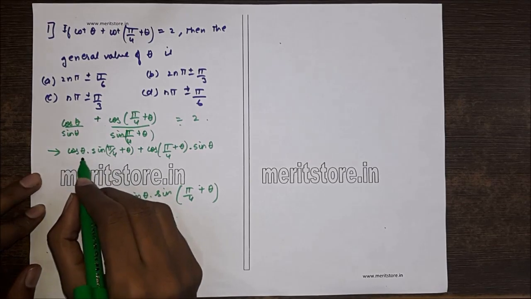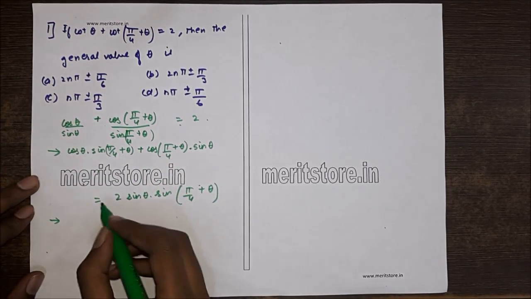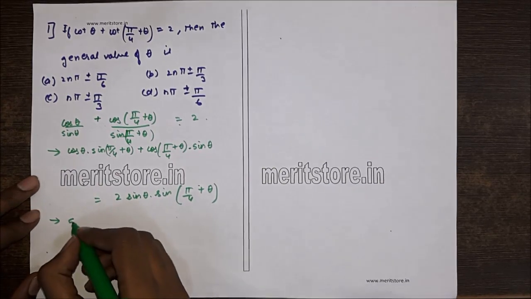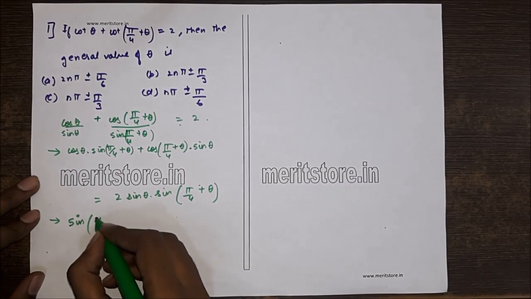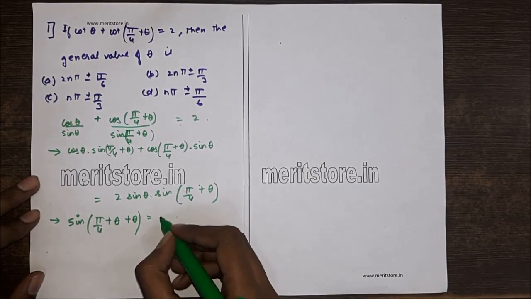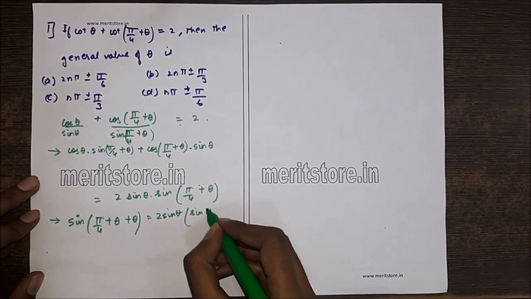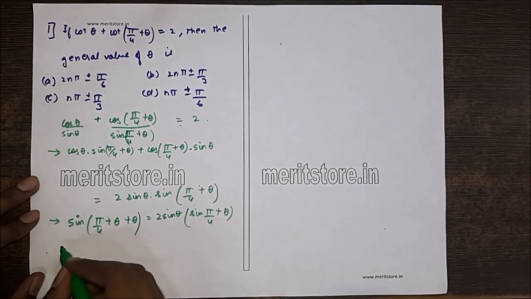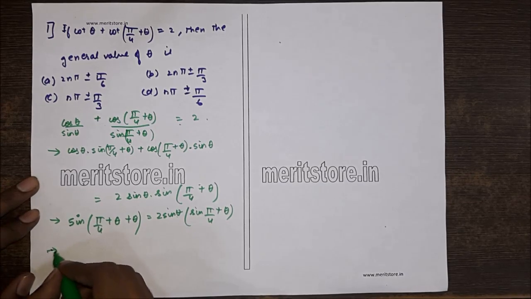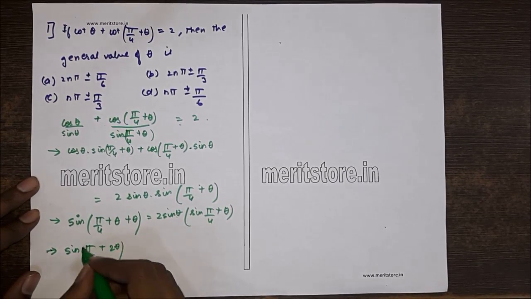Now this is in the form of cos A sin B plus cos B sin A. This is the formula for sine of A plus B, that is sine of pi by 4 plus theta plus theta, that is equal to 2 sine theta sine pi by 4 plus theta. So this is equal to sine of pi by 4 plus 2 theta.